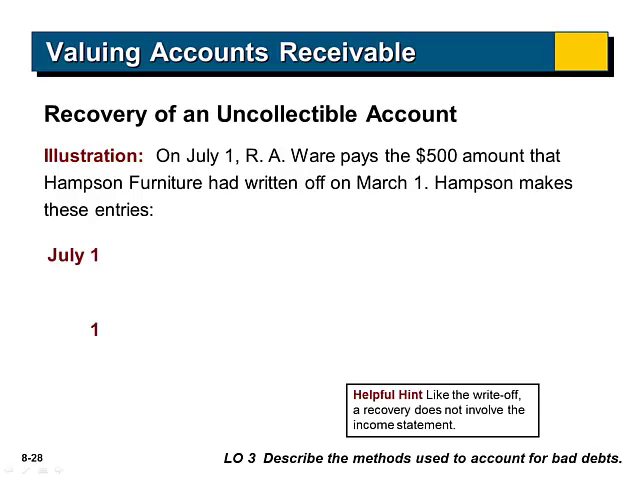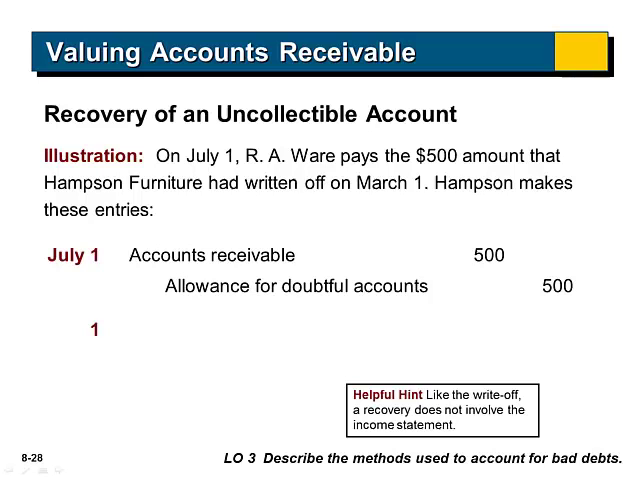What happens if R.A. Ware comes back on July 1st, a few months later, and says, oh, just kidding, I know you had written me off. I told you I had gone out of business, or I told you I had gone bankrupt, but I came into some money, and so now I want to pay you the amount that I owe you. So on July 1st, Ware pays the $500 amount that Hampson Furniture had written off on March 1st. So what does Hampson need to do? Well, on July 1st, they need to do 2 things.